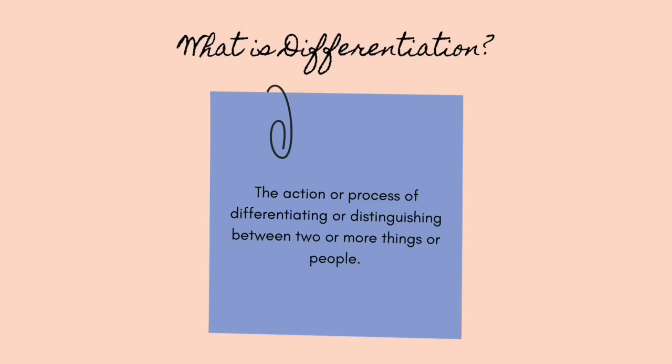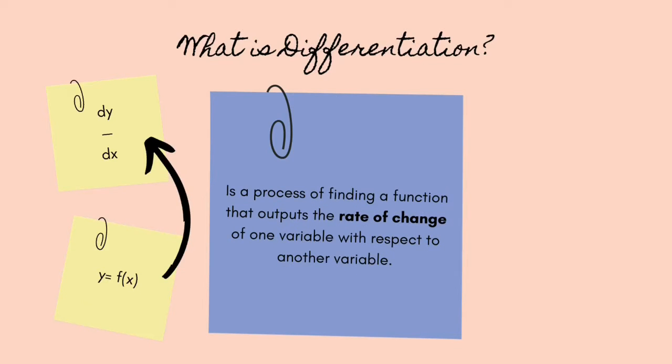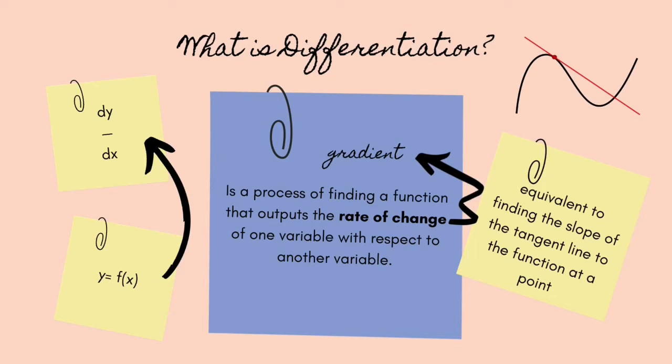Okay, let's start. What is differentiation? Differentiation is the action or process of differentiating between two or more things or people. It's the same for differentiation in calculus, but differentiation in calculus is a process of finding a function that outputs the rate of change of one variable with respect to another variable. This is also equivalent to finding the slope of the tangent line to the function at a point.